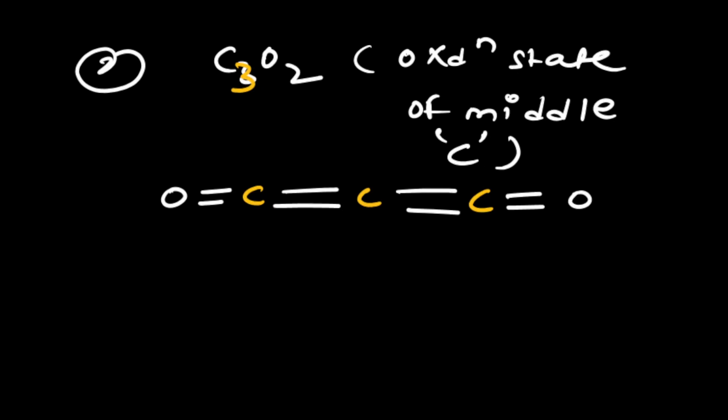Done. Here you can see oxygen. The oxygen octet has been completed. Carbon octet also completed: 1, 2, 3, 4. Octet completed. Here this one oxygen also: 1, 2, 3, 4, 5, 6, 7, 8. All the atoms' octets have been completed. Now you say me this middle carbon oxidation number.